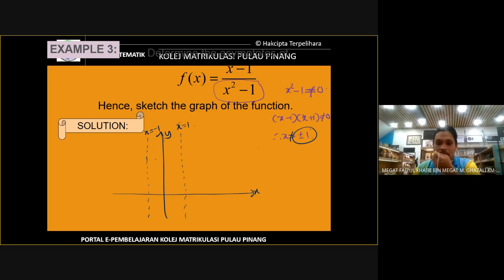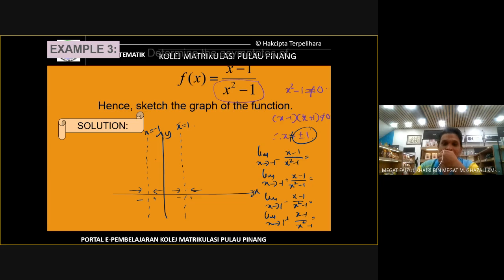So we're going to find out the limit when x approaching to negative 1 from left and right. So limit of x approaching to negative 1 from left, x minus 1 divided by x squared minus 1, and limit of x approaching to negative 1 from right, x minus 1 divided by x squared minus 1, and then limit of x approaching to 1 from left, and then limit of x approaching to 1 from right, of x minus 1 divided by x squared minus 1.